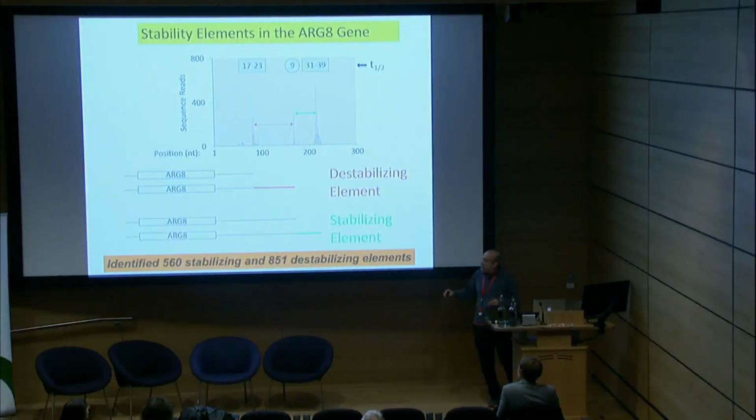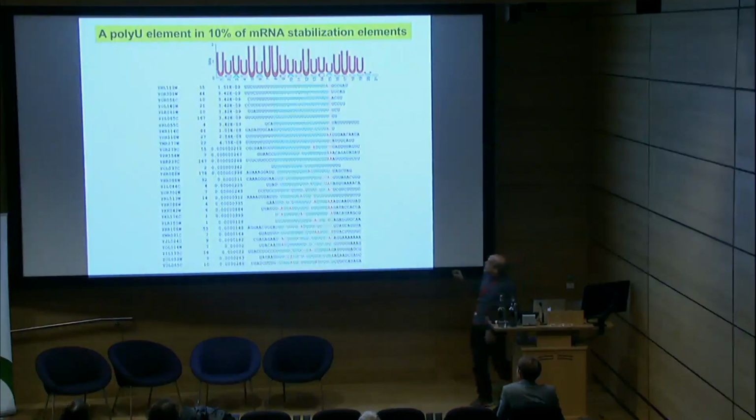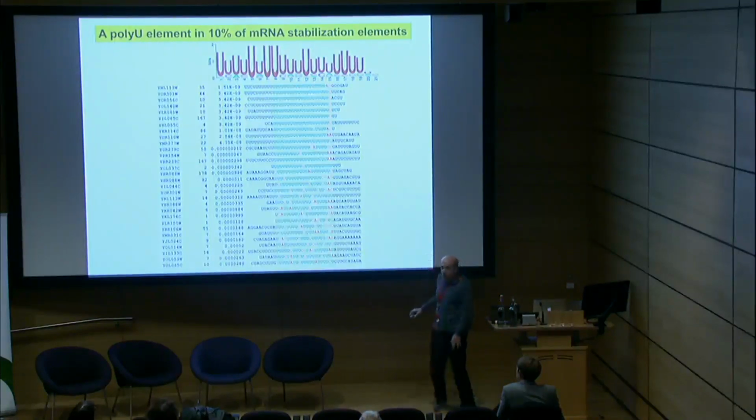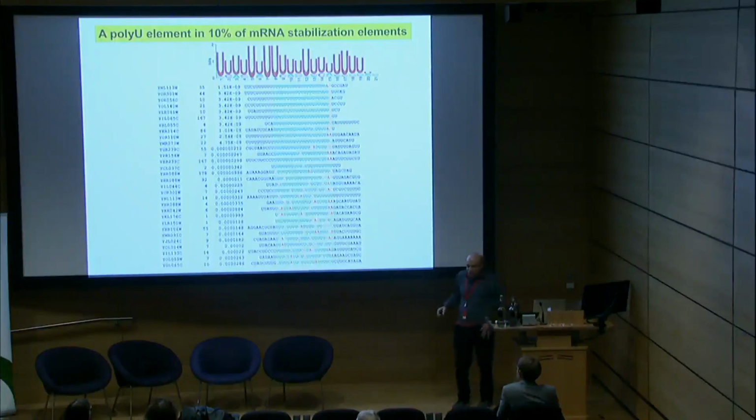If you look at the sequences of these elements, in the destabilizing elements we don't really see much of anything. But in the stabilizing elements, some proportion of them turn out to have a homopolymer U sequence. Again, these are not things we added. This is in the natural genes, and many of the genes here have a poly U sequence that is mapping to the stabilizing element.